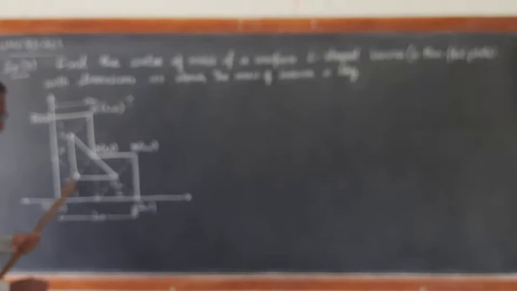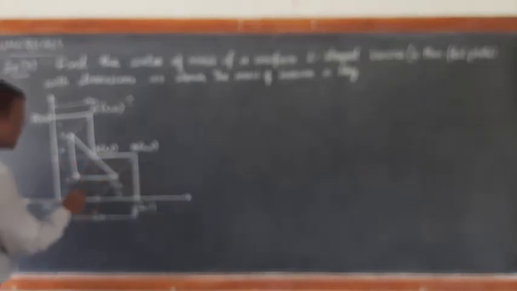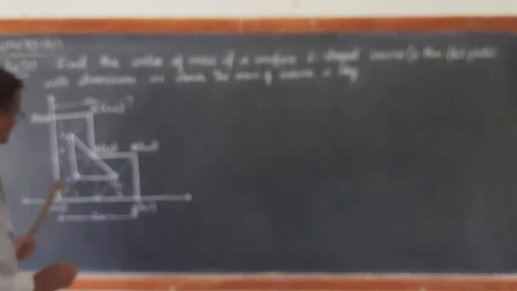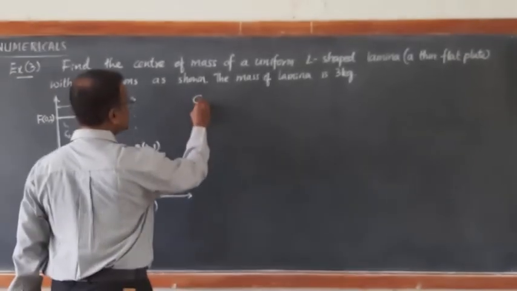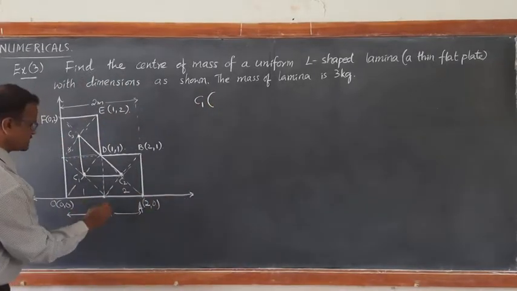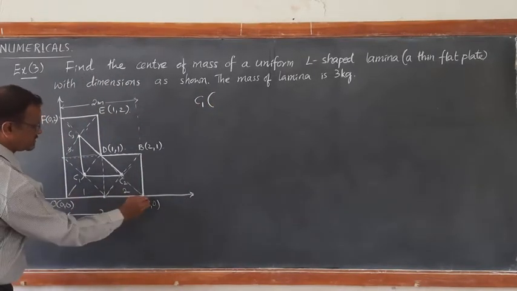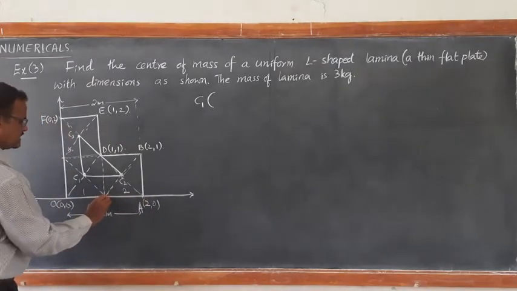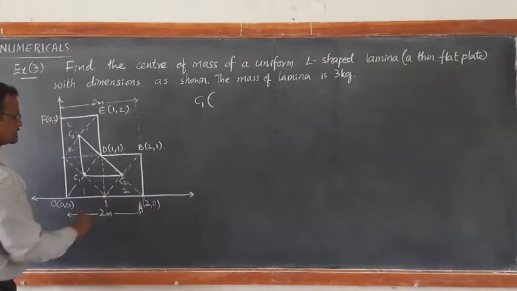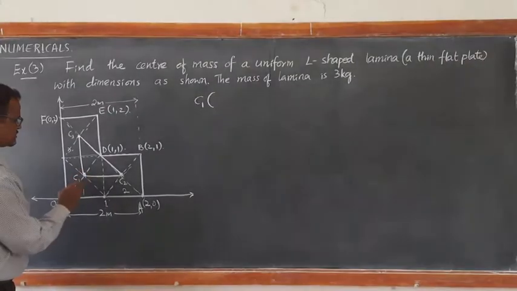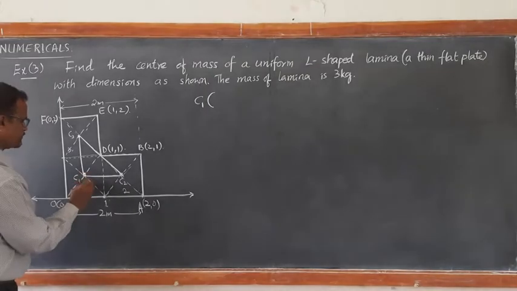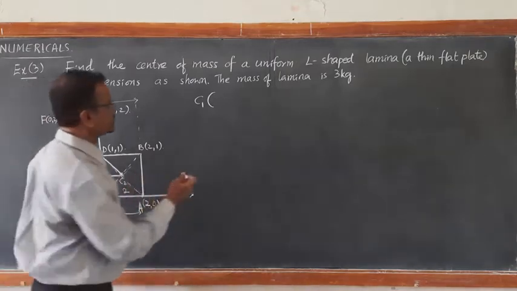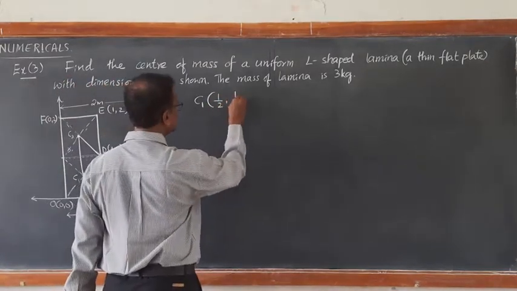We will assume the entire mass of this first square to be concentrated at C1. So we will write the coordinate of C1. What is the coordinate of C1? Look at this, if the length of the lamina is 2 meter and this is also 2 meter, exactly half we get 1 meter, right? Then the coordinates of this will be definitely 0.5, 0.5. That is 1 by 2, 1 by 2.